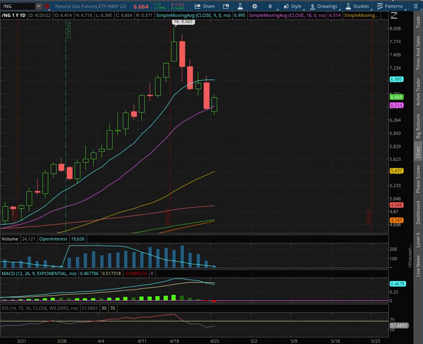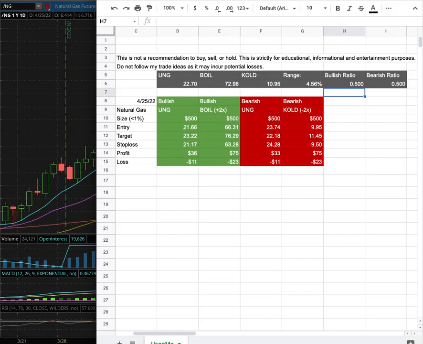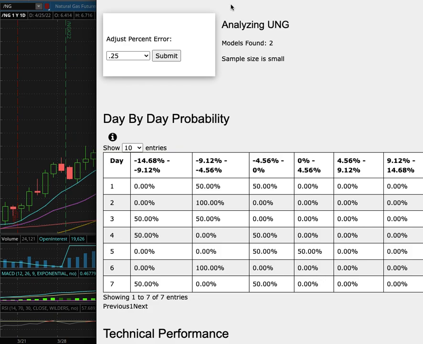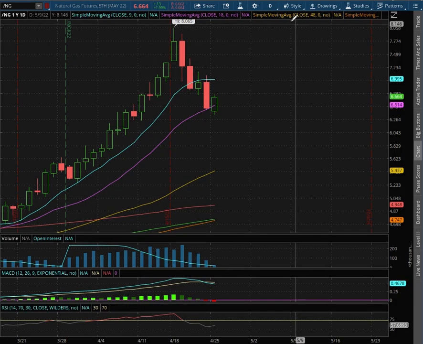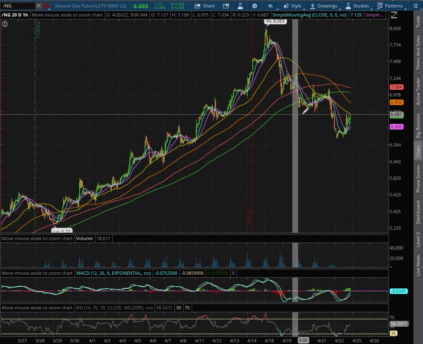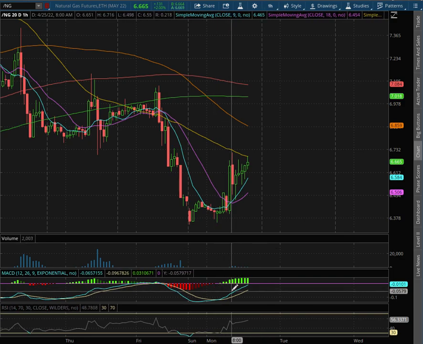Natural gas. In this video, we'll be going over my trade idea of the week and the day-by-day probability model. So let's start off with the technical analysis on the 1-hour chart. With our approaching back to positive MACD, we're off of oversold levels with the RSI.